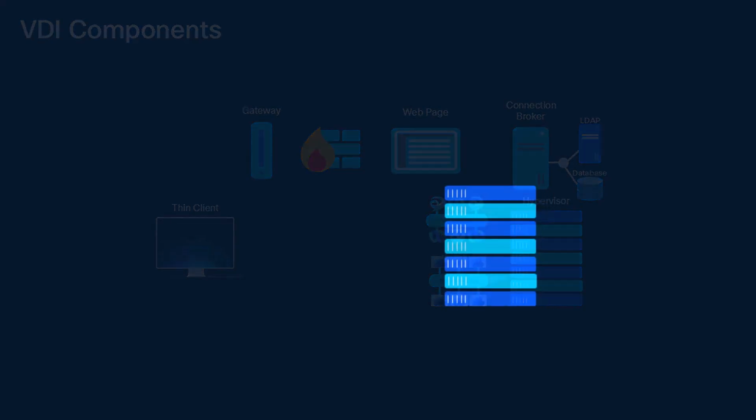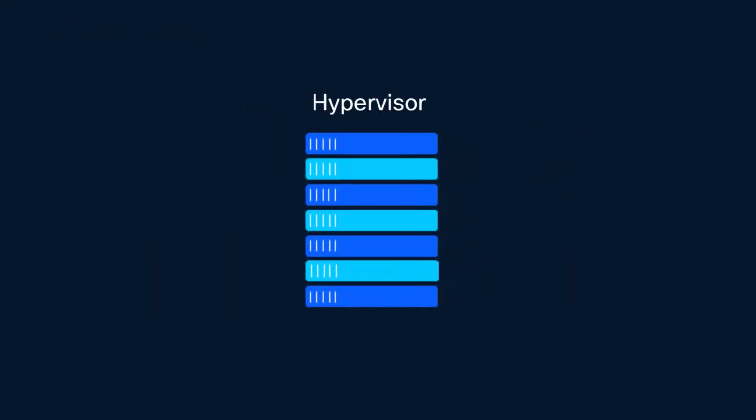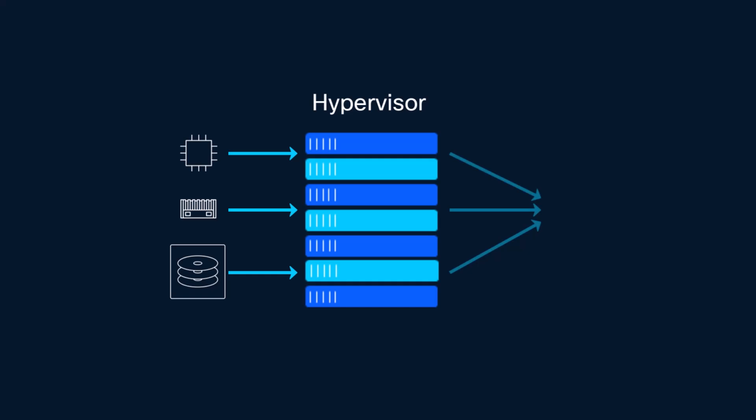If the connection broker is the brain, then the hypervisor is the heart of the HVD deployment. Hypervisors are the primary technology behind virtualization. The hypervisor manages physical resources like CPU, memory, and storage, and provides a way to reallocate these resources to virtual machines.